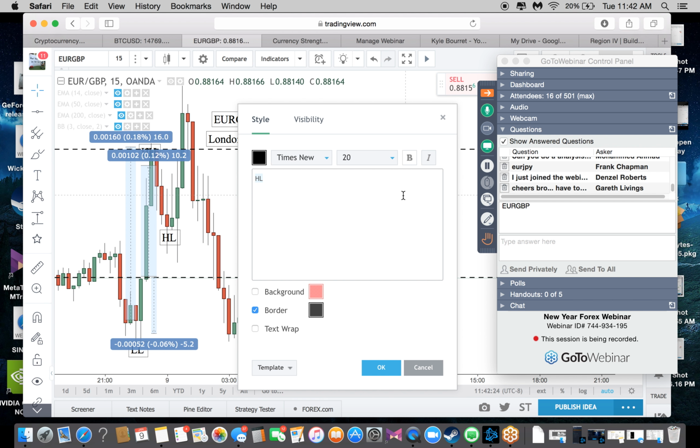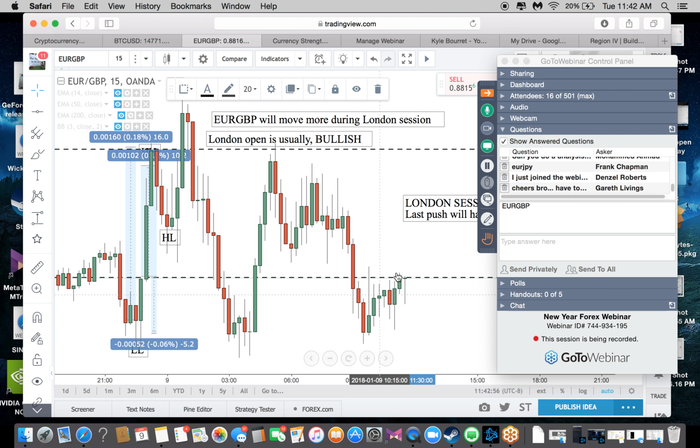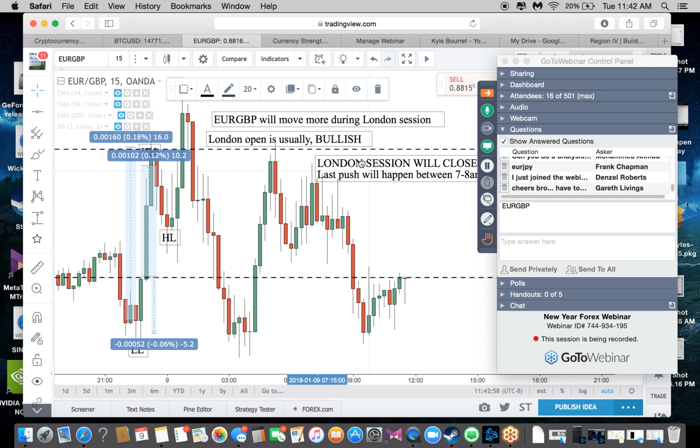London session will close at 8 a.m. That's my time, 8 a.m., which means the last push will happen between 7 to 8 a.m.-ish, maybe even 8 to 9. But we're going to have a last push at the end because we're concluding the session, we're going to have a last institutional push.